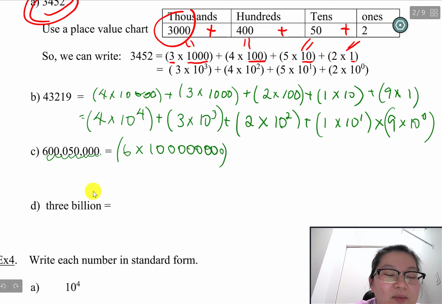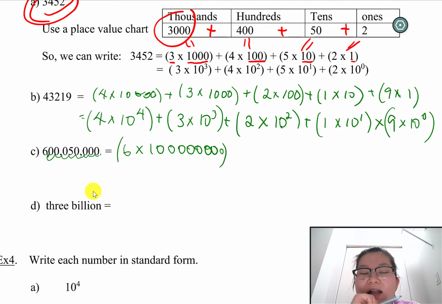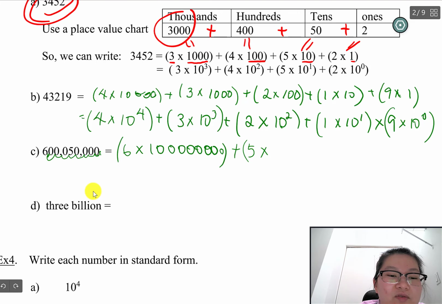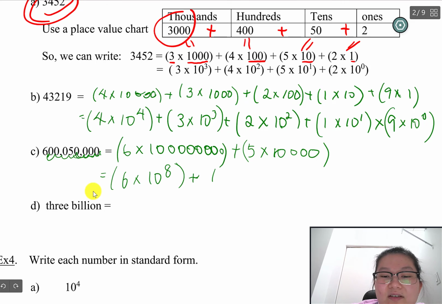So again, count the number of zeros all the way until the decimal reaches the 1 place value before that number. So number 6. Next up, we have the 5. How many places does the decimal move over? 1, 2, 3, 4. So 1 and 4 zeros. So that gives us 6 times 10 to the power of 8 for 8 zeros, plus 5 times 10 to the power of 4 zeros. There you go. And 3 billion.